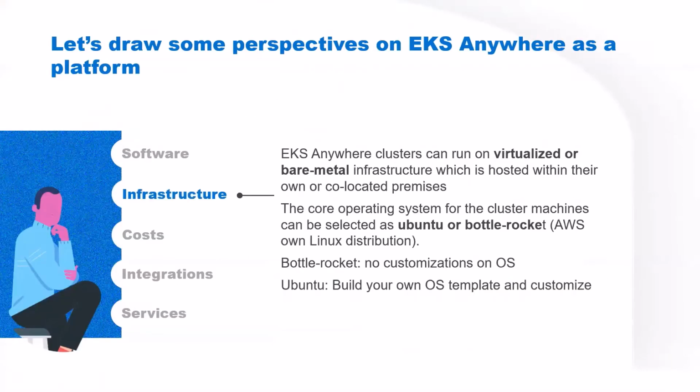So the infrastructure needed to run EKS Anywhere clusters can be either virtualized or bare metal infrastructure, which can be located in your own data centers or in co-located premises, which could be managed or unmanaged. The core operating system that runs on the cluster nodes, right? For the EKS Anywhere Kubernetes cluster, can be Ubuntu or Bottlerocket, which is actually AWS's own Linux distribution for EKS Anywhere cluster nodes.